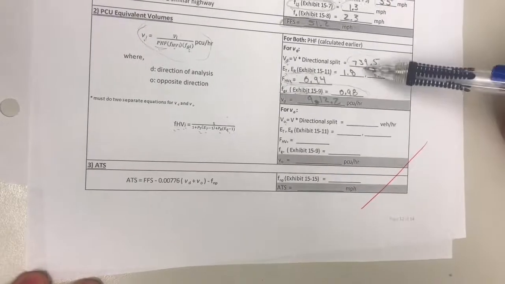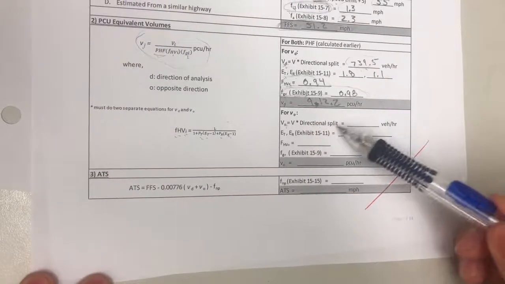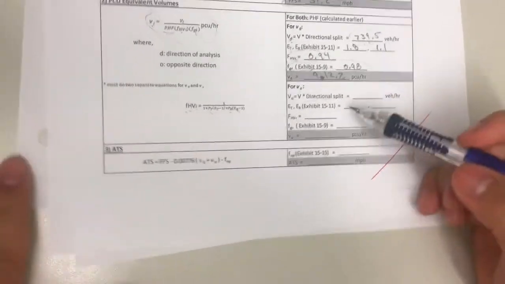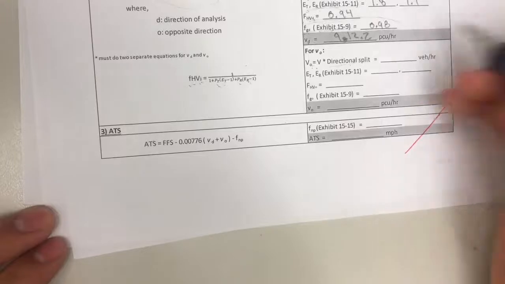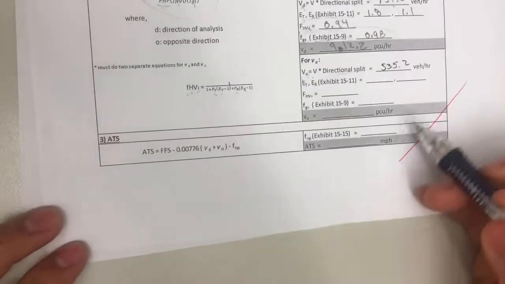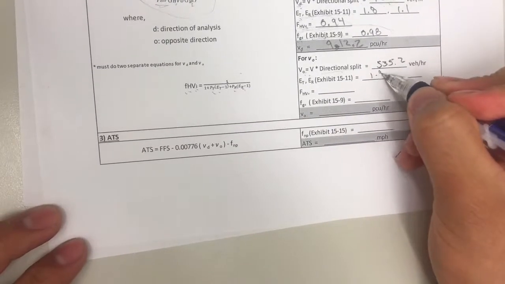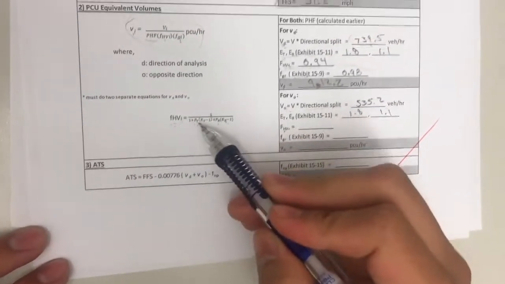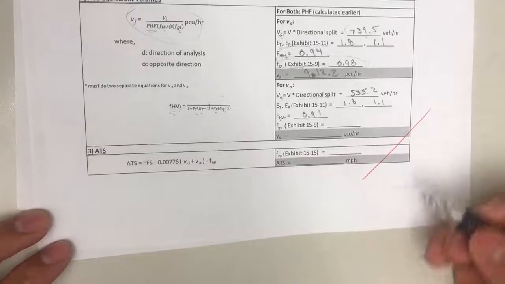So as you see here, we have the same exact questions, but this time, rather than the directional split, it will be the other one, which is 42% rather than 58. So if you plug that in, volume times that, you'll find that you get 535.2. And if you get all these numbers from the tables, and you get 1.8 and 1.1, and using this formula that we already have, these variables, if you plug all that in, we will get 0.91.